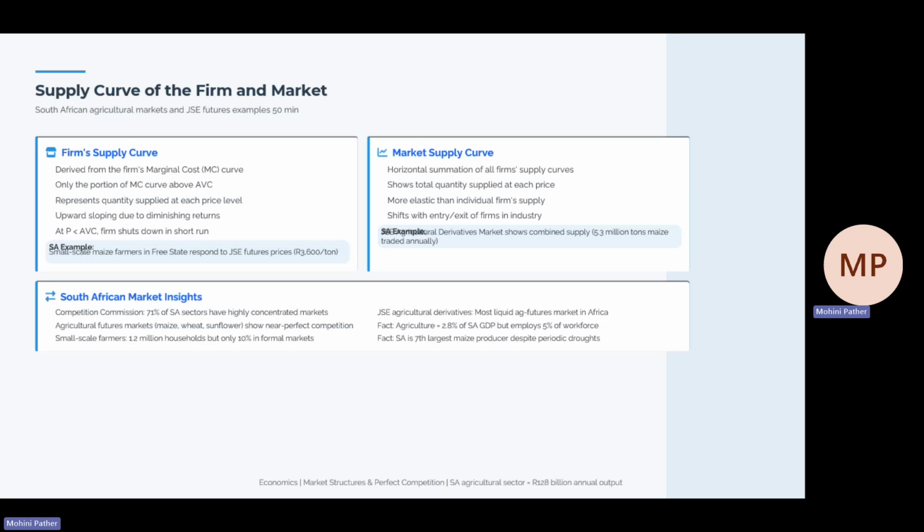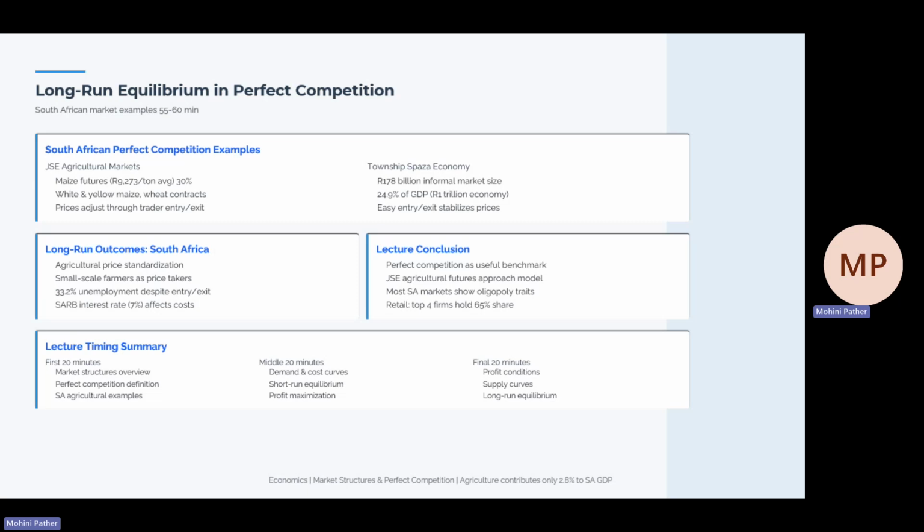There are typically small scale farmers, about 1.2 million households, but only 10% of them are in the formal markets. The JSE agricultural derivatives are the most liquid agricultural futures market in Africa. Again, they employ only 5% of the workforce and produce 2.8% of GDP. We have the 7th largest maize producer despite our periodic drought. So it is a real mark of efficiency, the maize market.